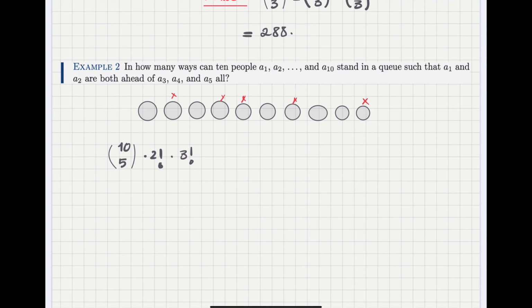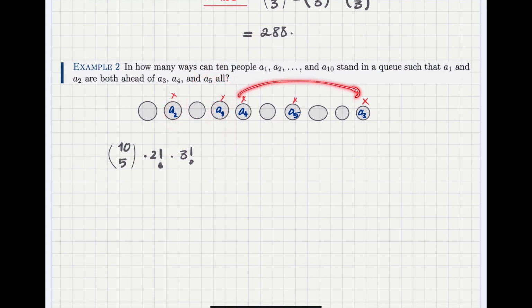Now for example, let me just change my color. I decided to put A2 here, A1 here, and here I decided to put, I don't know, A4 here, A3 here. Let me put A5 here and A3 here. So you see, this is exactly one of those combinations that I am looking for because the border is here now. Before this border, I see A1 and A2.